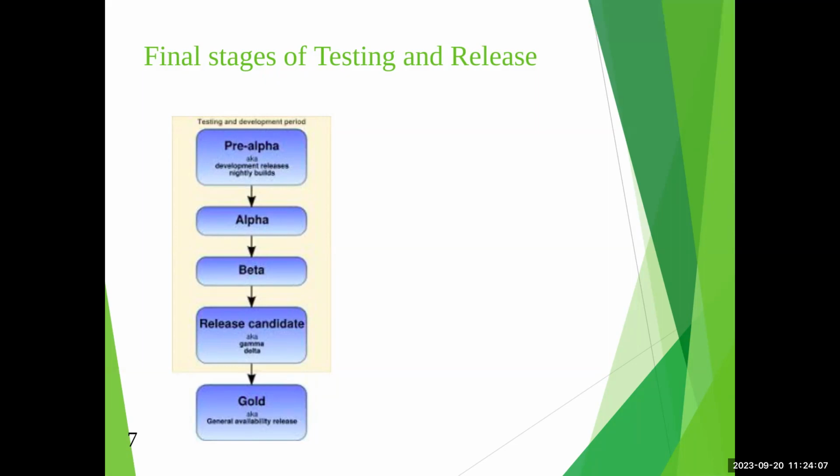After releasing to a few customers, the company gets the feedback from these customers. So after correcting these errors, we release another one. That is like this: alpha, beta, and the gold one. Gold one is the general availability release. That means it is released to all customers.